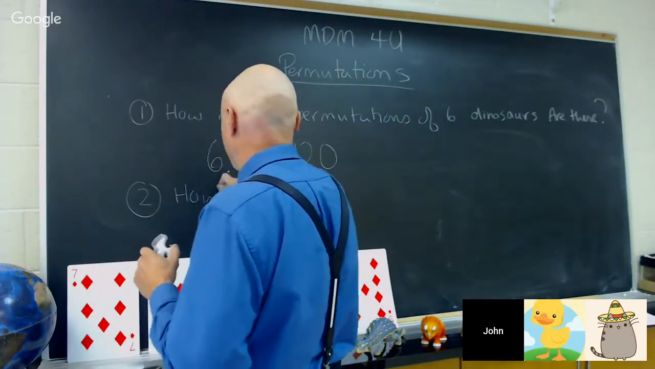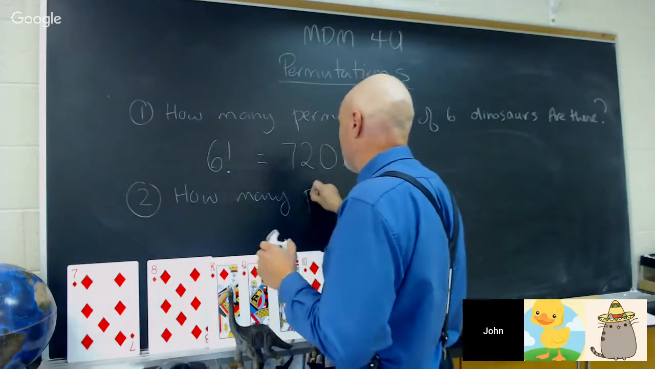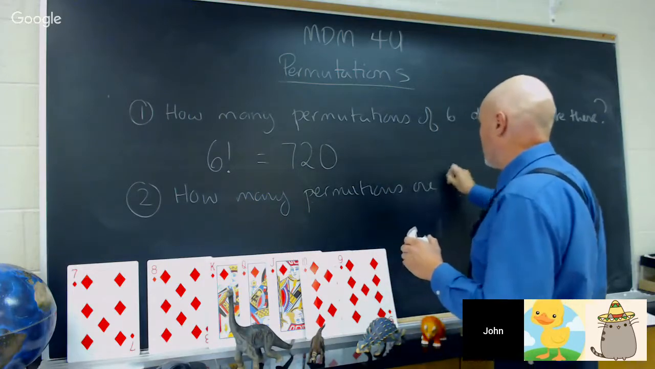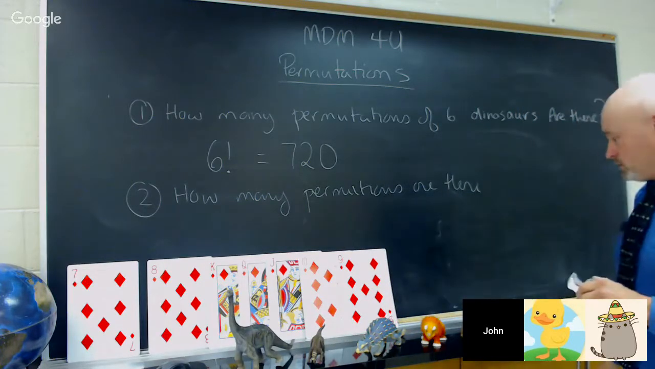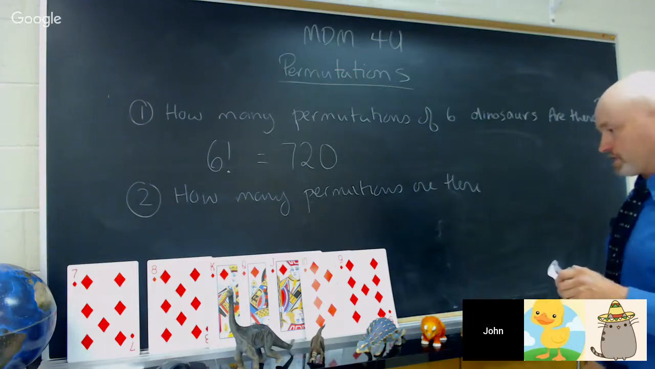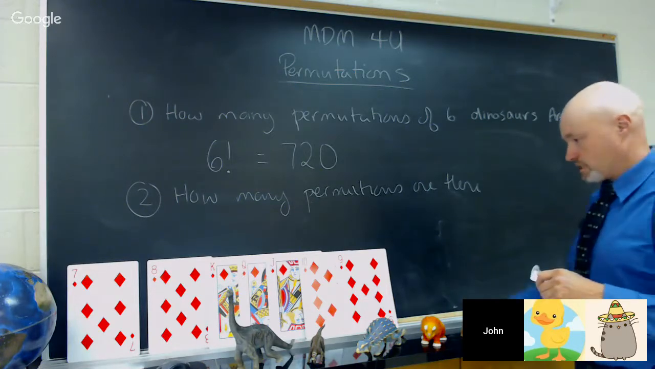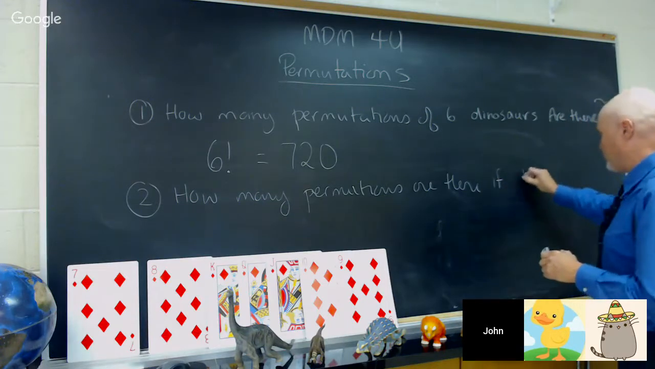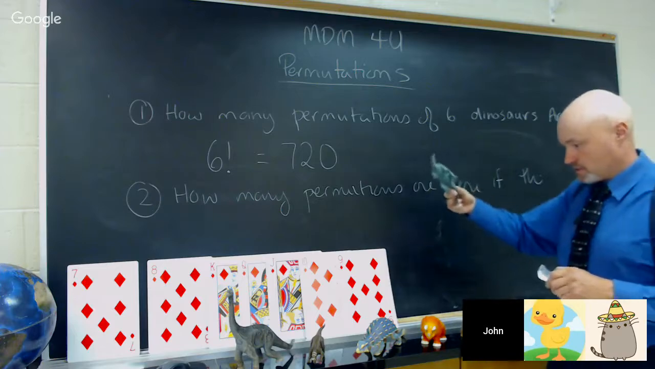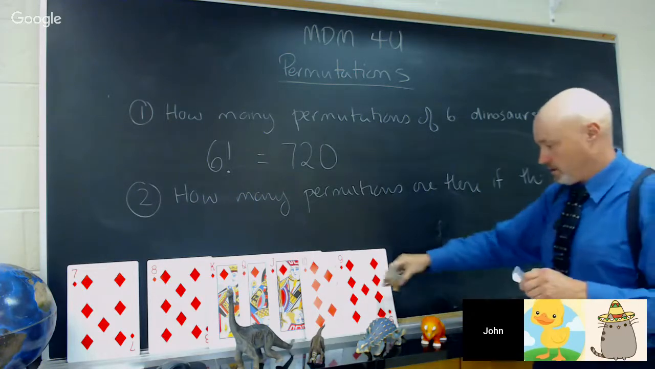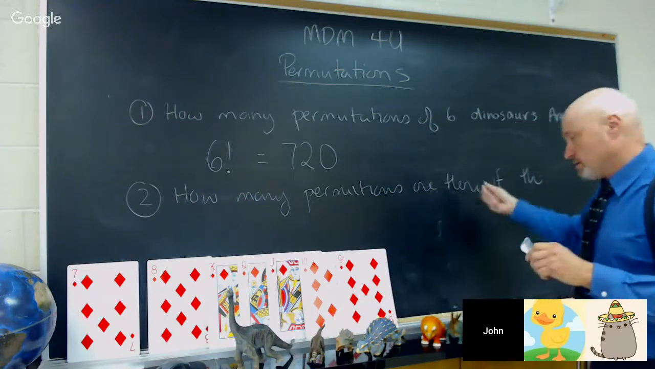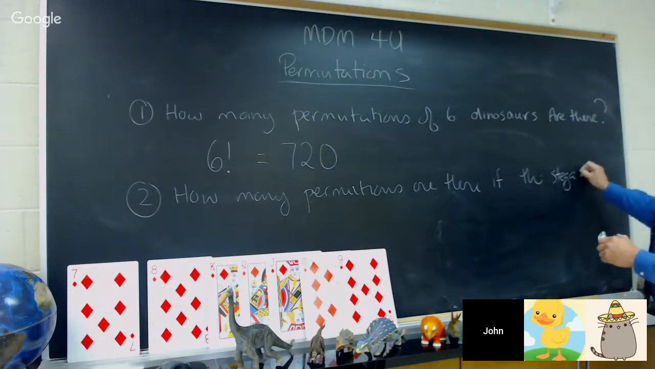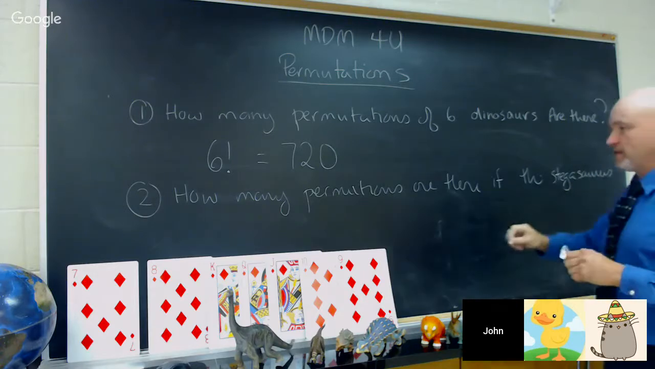So how many permutations are there? Oh, look at what's happened to our education system. There's no Tyrannosaurus Rex. So this is a Stegosaurus, and this is a Triceratops. Okay, so how many permutations are there if the Stegosaurus has to be beside the Triceratops?